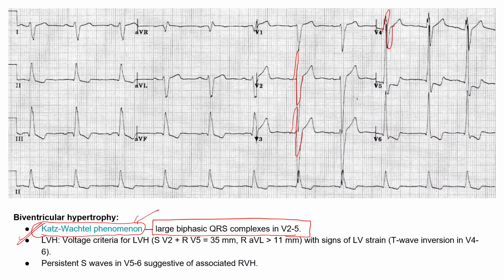This is classically described in patients with ventricular septal defect, where we get a biventricular hypertrophy, and the ECG will show this Katz-Wachtel phenomenon. Okay, so that's all from this ventricular enlargement topic.